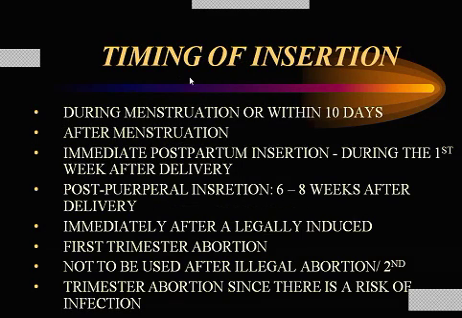So when should it be inserted? Timing of insertion. It can be inserted during menstruation or within 10 days after menstruation. And immediate postpartum insertion, during the first week after delivery. When you insert this within the first week after delivery, it is called immediate postpartum insertion. And post-puerperal insertion, when the IUD is inserted within 6 to 8 weeks after delivery. It can also be inserted immediately after a legally induced first trimester abortion.